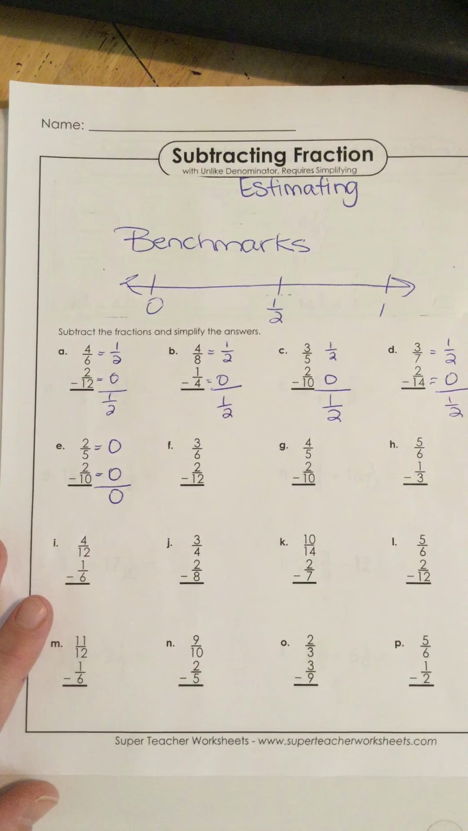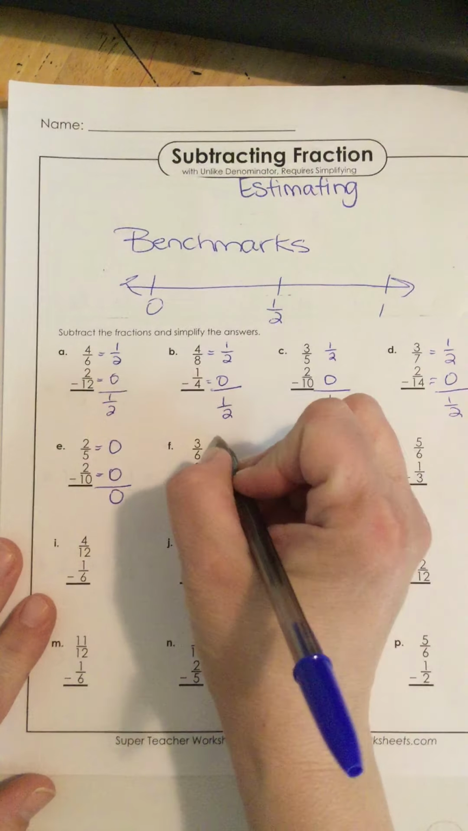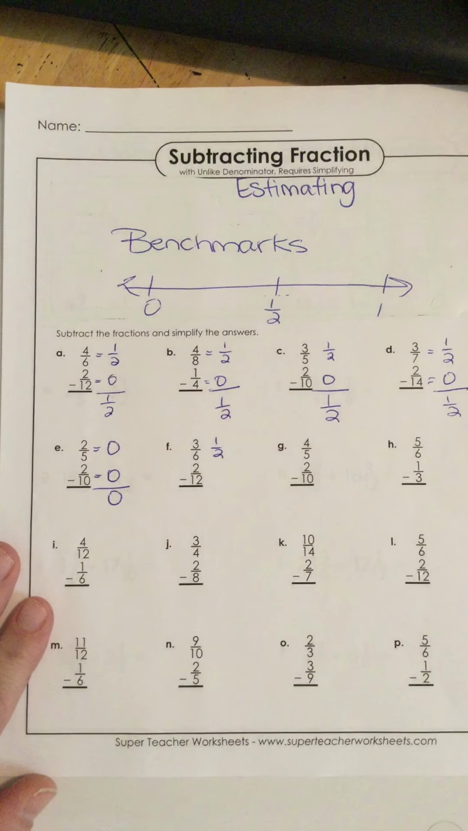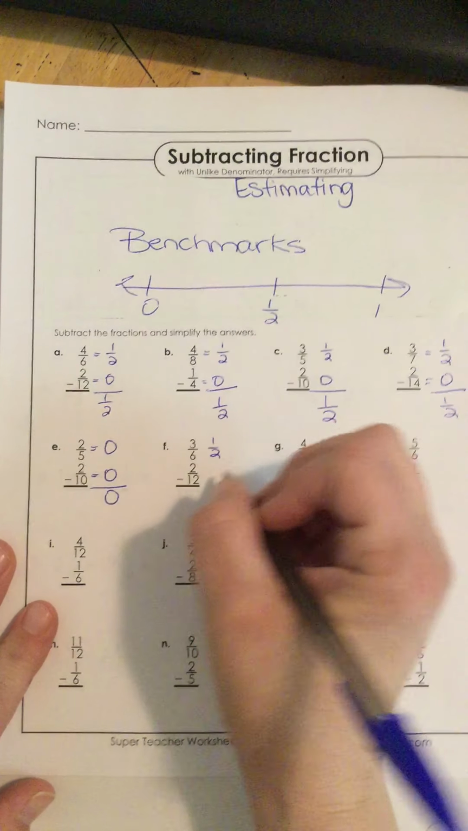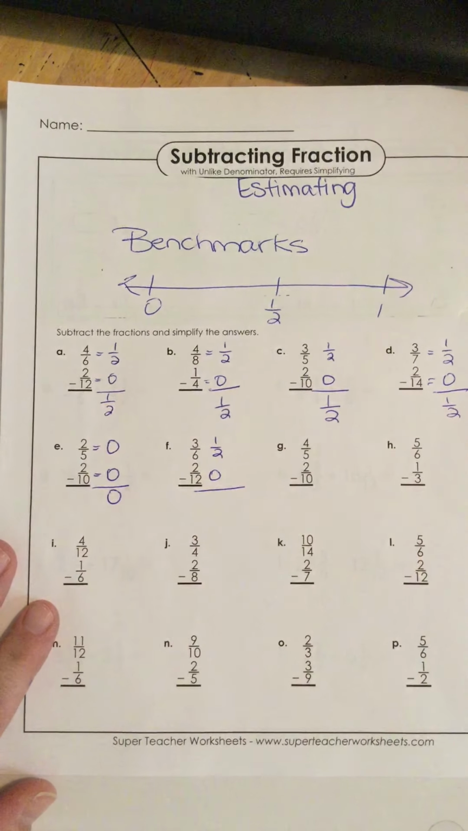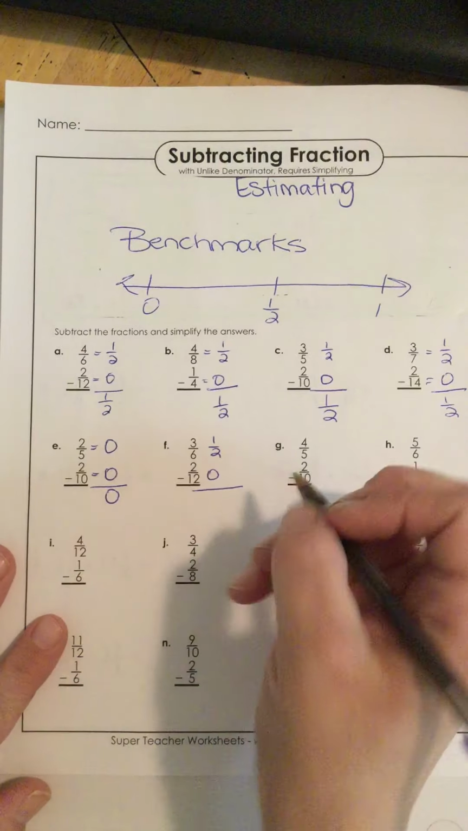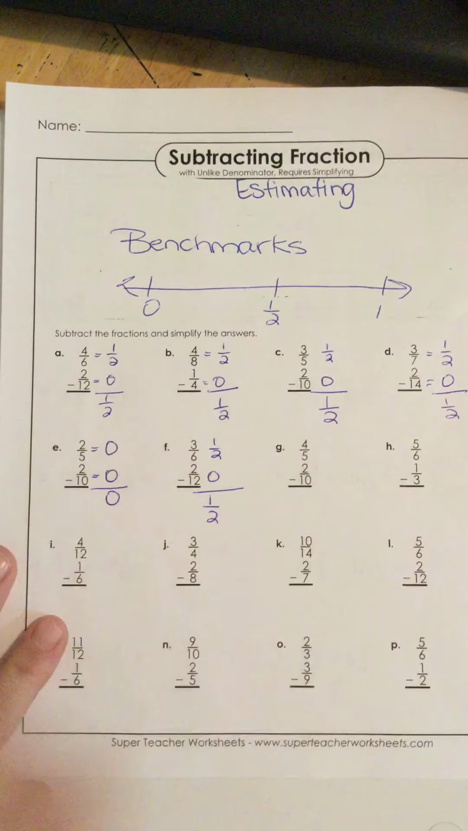Okay, 3/6. Okay, that'd be 1/2. And then 2/12. Zero. And then if you have a 1/2 and you don't take anything away, you have 1/2 still left over.